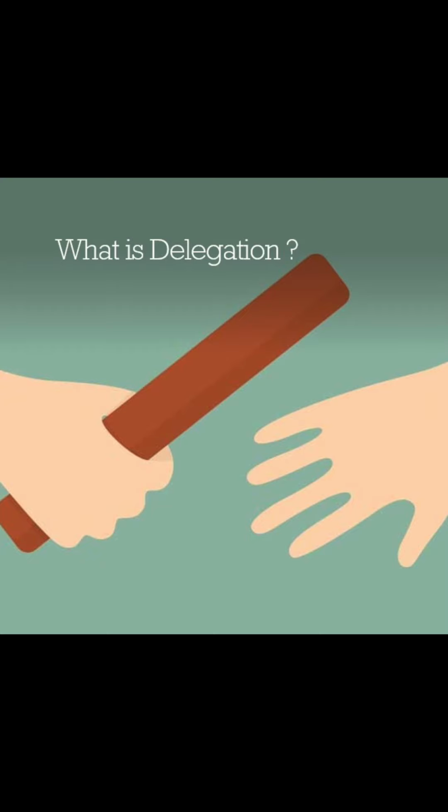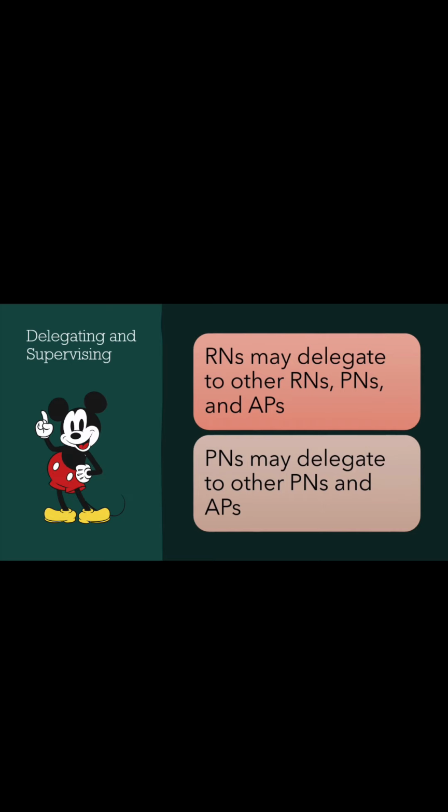Delegation is a process of transferring authority and responsibility to another team member to complete a task while retaining accountability. A licensed nurse is responsible for providing clear directions when a task is initially delegated. A registered nurse may delegate tasks to another registered nurse, practical nurse, and assistive personnel. However, the RN must be knowledgeable of the Nurse Practice Act and regulations regarding the use of practical nurses and assistive personnel within that state.